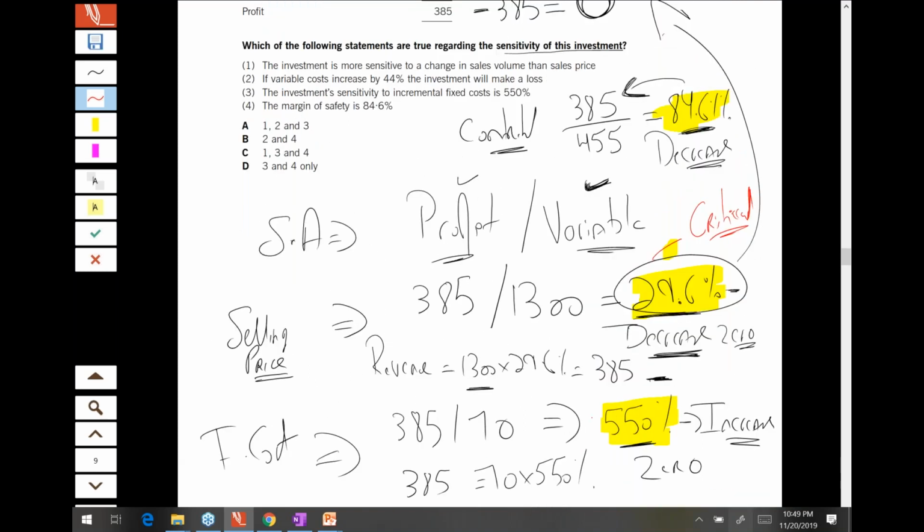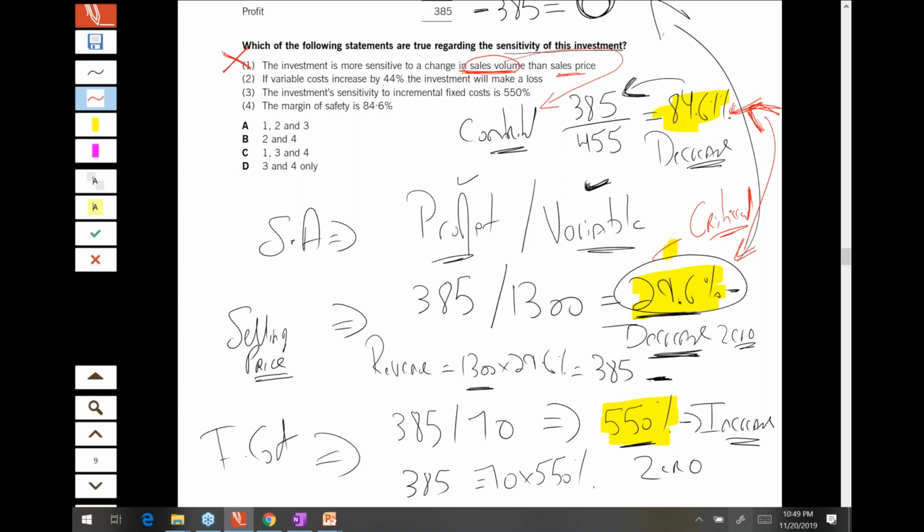Now, if you are asked for sales volume, as you see here, for sales volume we use contribution. So whenever you require it for sales volume, we use contribution. Now let's solve the MCQ. The investment is more sensitive to a change in sales volume or sales price. For sales volume, I will use contribution. So compare these two. Which is the most sensitive one, sales price or sales volume? It's sales price. So this is wrong. Sales price is more sensitive compared to sales volume.